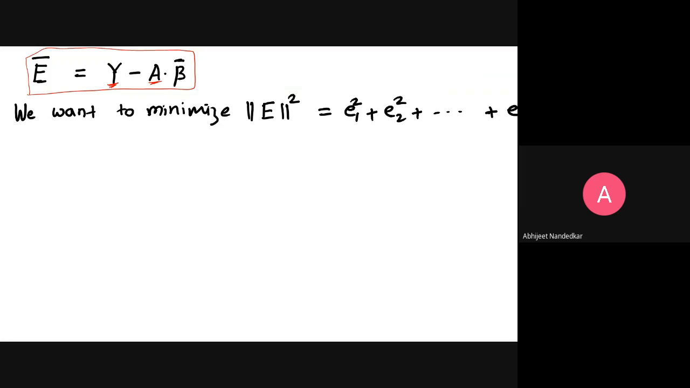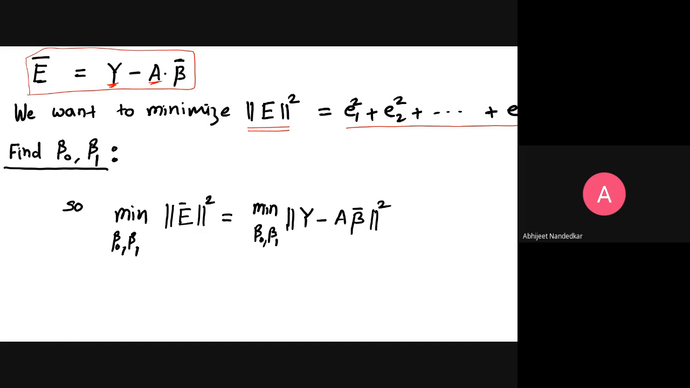Now the target was to minimize the norm, or norm square, of this error. The norm square of this error vector is the individual error values squared and added together. So that will be my error square. Now, what is my target? My target is to find the values of beta 0 and beta 1 such that this error square is minimized.